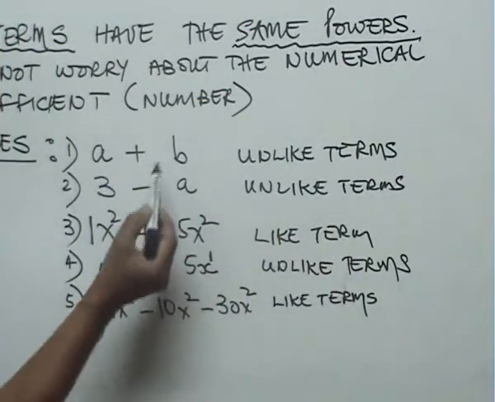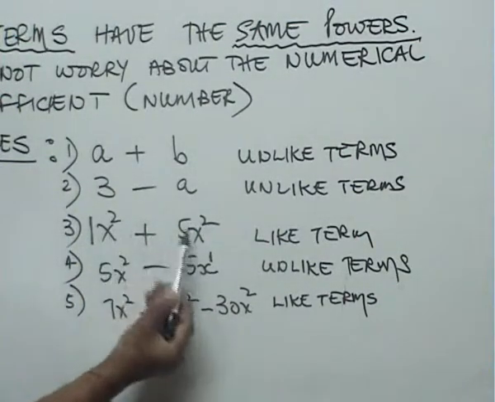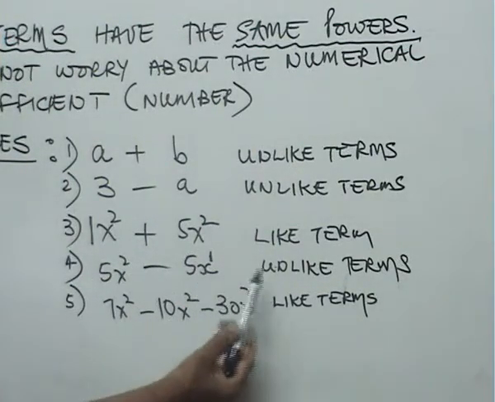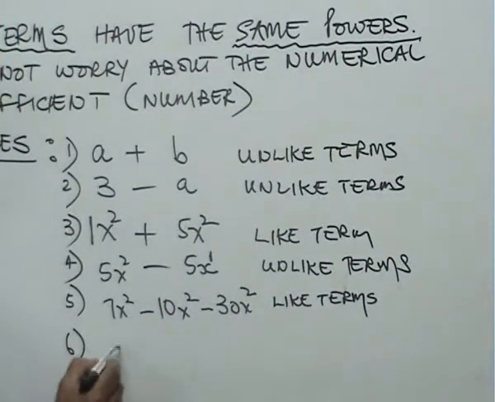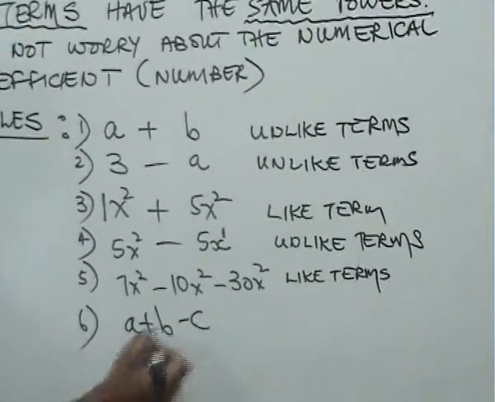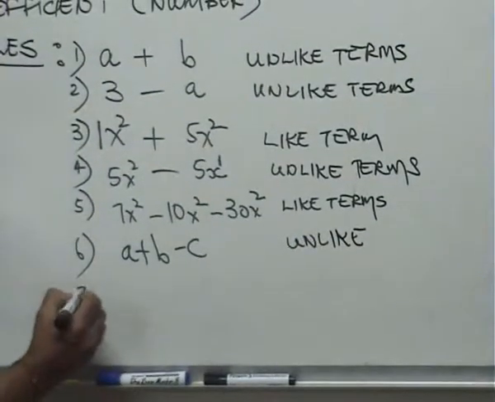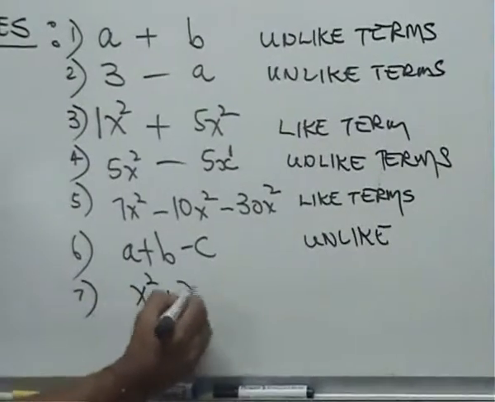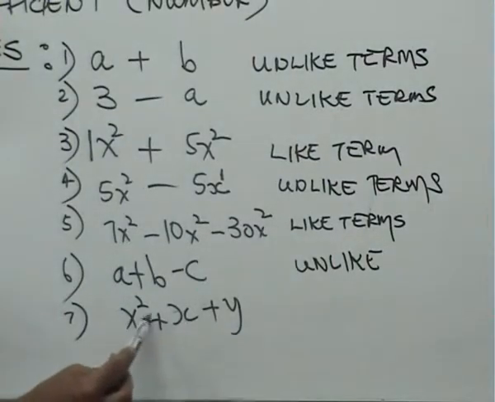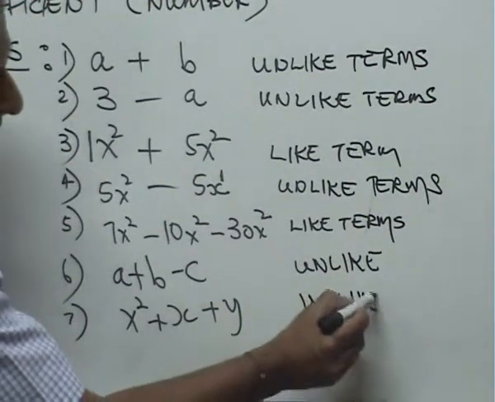So all are terms. These are unlike because the powers are different. These are unlike, powers are different. Sorry, like because powers are the same. Powers are different, so it's unlike. So let's do another example. A plus B minus C. These are terms, but all the powers are different. So this is unlike. Let's do one more. X squared plus X plus Y. These powers are all different. Therefore, this is unlike.